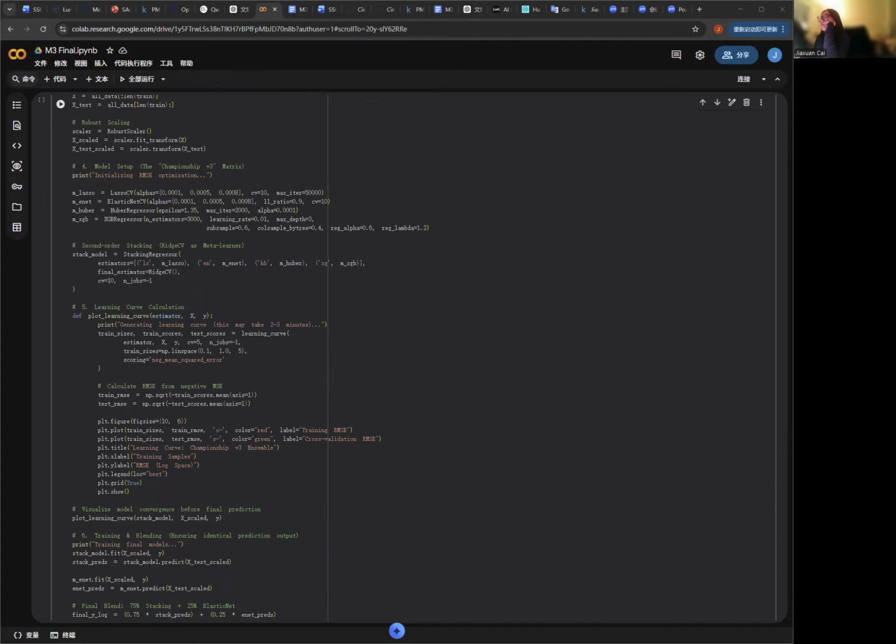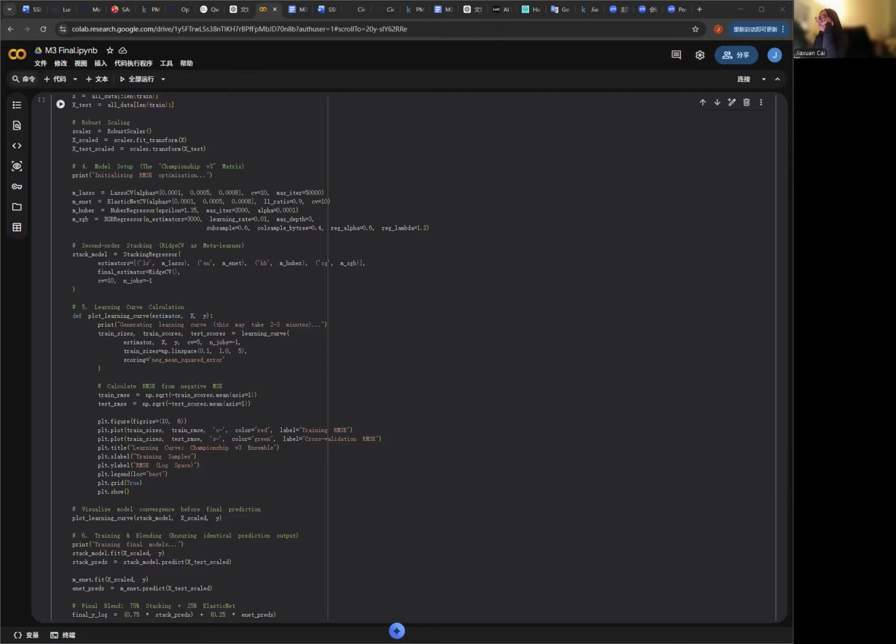Before modeling, we apply the RobustScaler. Unlike standard scaling, it is less sensitive to extreme values. Since we are using linear models with regularization, proper scaling improves convergence and reduces instability.